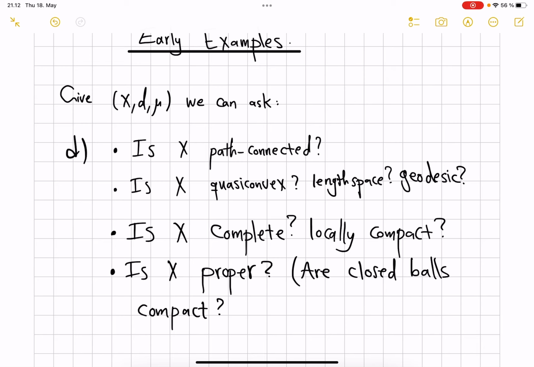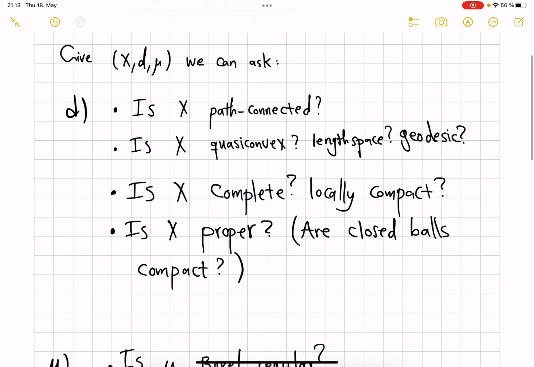Is the space a length space, in other words? Is the space geodesic? Can you actually find a curve with length exactly equal to the distance of x to y? Then there are topological properties. Is X complete? Is X locally compact? Is X proper, which is metric and topological? This requires that closed balls in the space be compact. So these are the metric properties of the space.